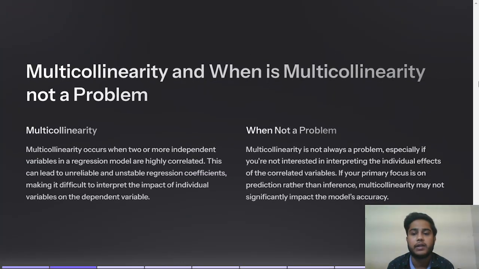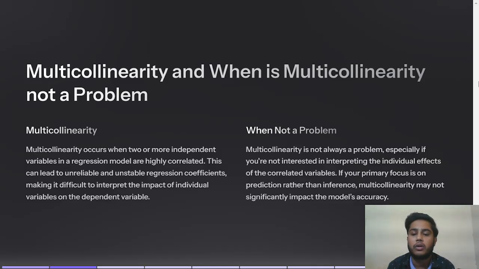Multicollinearity, and when is multicollinearity not a problem? Multicollinearity occurs when two or more independent variables in a regression model are highly correlated. This can lead to unreliable and unstable regression coefficients, making it difficult to interpret the impact of individual variables on the dependent variable. When is it not a problem?